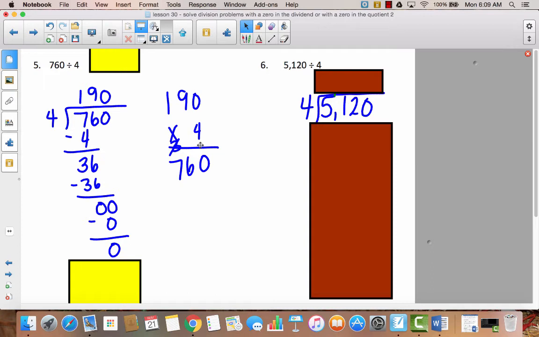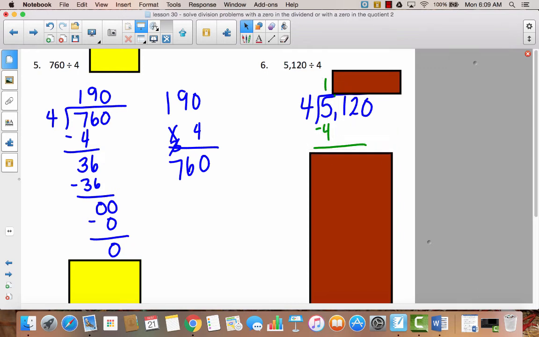All right, so let's take a look at this problem. I had 5,000s divided by 4. So that put 1,000 in each group. 1 times 4 is 4. That left me with 1,000 left over. I took that 1,000 and added it to the 100, and that gave me 11 hundreds.